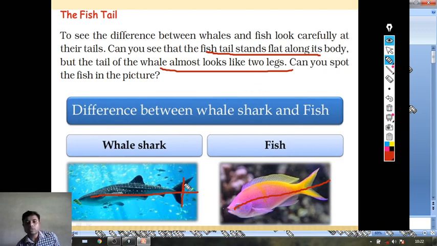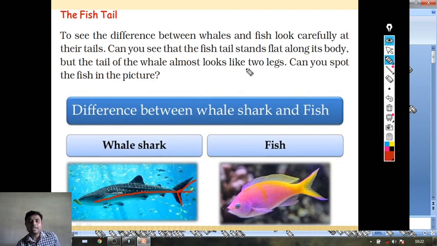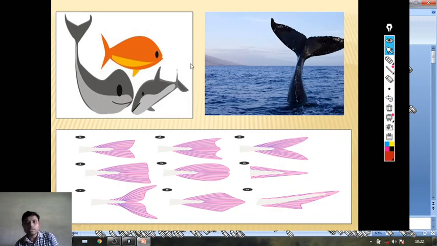Look, this is this side and this is actually this side. If I clearly show you here, wait, look, this is the body and one is this side and another is this side. Okay, like it's two legs. So this is the difference between a whale shark and a fish with the tail. Okay, now I am showing you that.